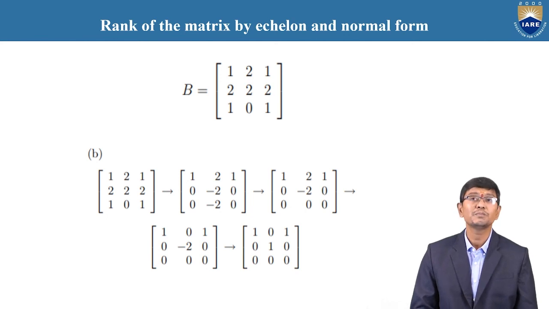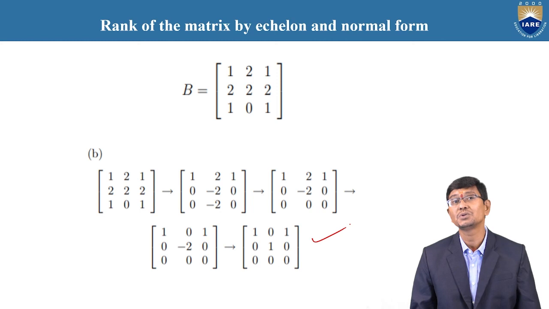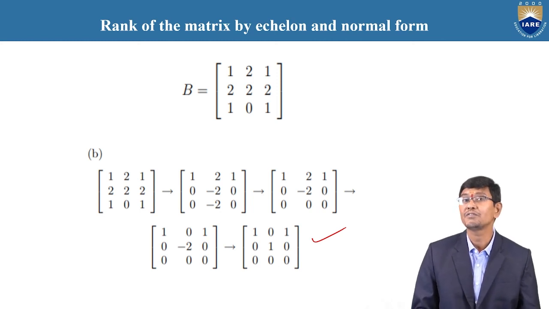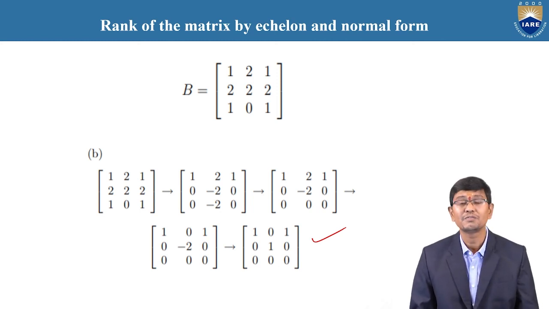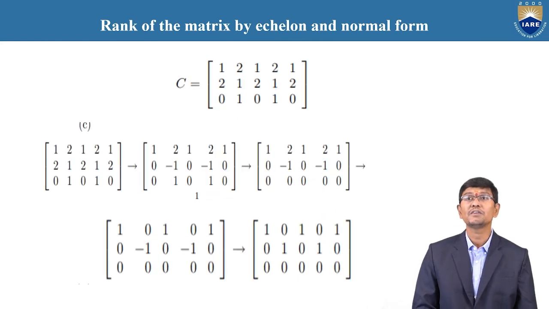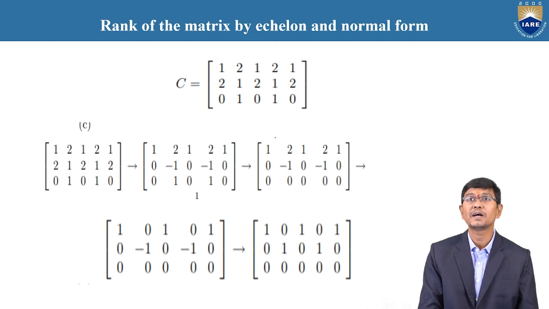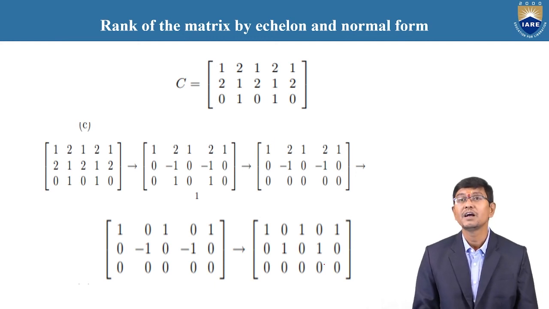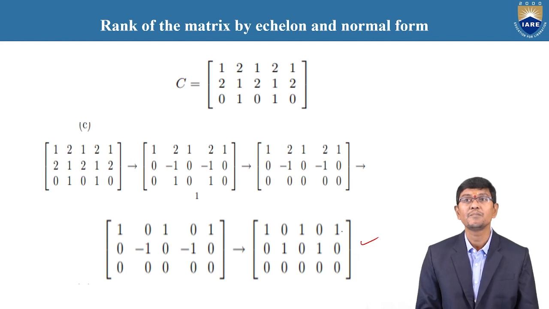And similarly in this matrix also, by using elementary row operations, the given matrix is reduced to echelon form, and the number of non-zero rows is 2. Therefore, the rank of the matrix is 2 only. And similarly, in this matrix also, the order of the matrix is 3 by 5, and by using row operations it is reduced to echelon form. Therefore, the rank of the matrix is also 2 only.